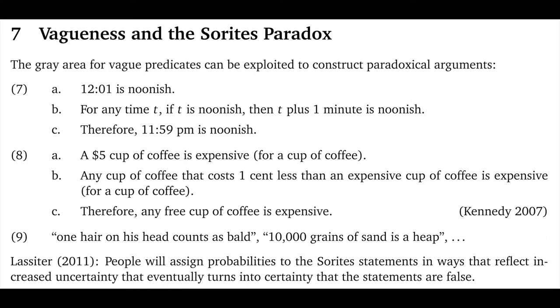So beyond using the Sorites paradox as a test for the presence of vagueness, which I think we can do, how will we resolve these paradoxes? I really like this paper by Dan Lassiter from 2011. Lassiter's proposed resolution is essentially that we need to recognize a probabilistic aspect of this. People will assign probabilities to the Sorites statements in ways that reflect increased uncertainty, and that uncertainty will eventually turn into certainty that the statements are false. We don't need to say precisely when that happens, rather, we can just observe the continuum as a way out of the paradox.